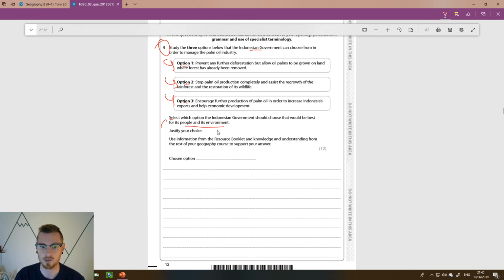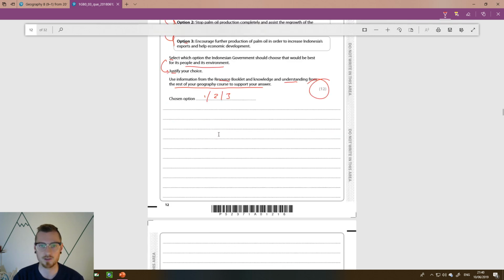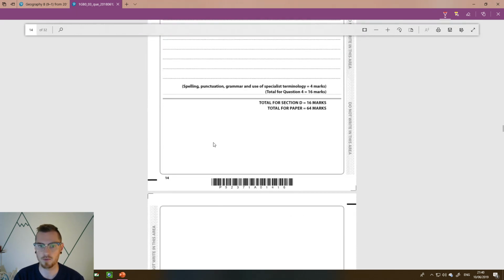And we call it select and justify because you must justify your choice. Use information from the resource booklet, all of it, all those figures, use them all multiple times. And also your knowledge and understanding from the rest of your geography course to support your answer. Choose an option, you write down which one you choose here, and it's worth 12 marks. And at the bottom, that's spelling, punctuation, grammar, and use of specialist terminology, 4 marks, making that 60 marks, 25% of your paper.